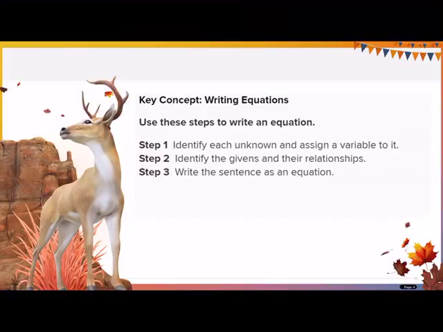So key concepts in writing equations. We're going to use these steps. These are important steps to write down, so make sure you pause and write this down. Step 1, identify each unknown and assign it a variable, which we talked about assigning variables last week or the week before. Step 2, identify the givens and their relationships. That means identify what we were given in the problem. And then we're going to write the sentence as an equation.